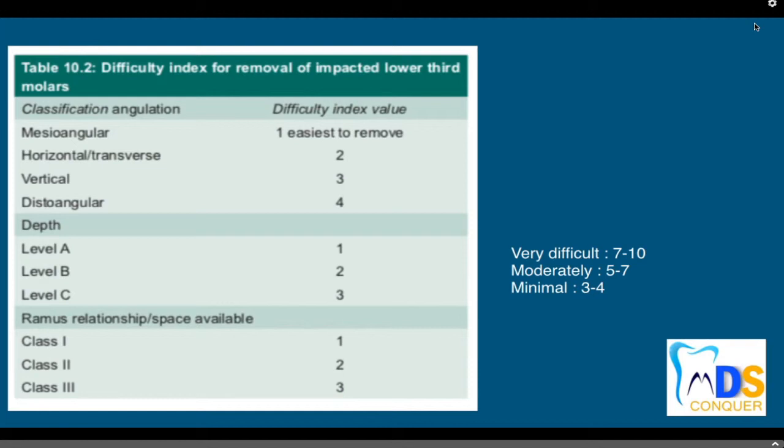And next comes the difficulty index of the third molar. This third molar is the mandibular third molar. So we are talking about the difficulty index of the mandibular third molar, right? As we know, the easiest type of extraction is the mesioangular. Mesioangular will have score 1, horizontal will have score 2, vertical will have score 3, and distoangular will have score 4. So the most difficult type of impaction in the mandibular third molar is distoangular, and the easiest is mesioangular.